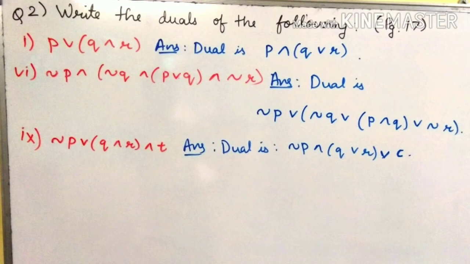Remember student, your sixth example is negation P conjunction bracket negation Q and again bracket P disjunction Q, bracket complete, and negation R. The answer is, the dual is negation P disjunction bracket negation Q disjunction bracket P conjunction Q bracket complete disjunction negation R.